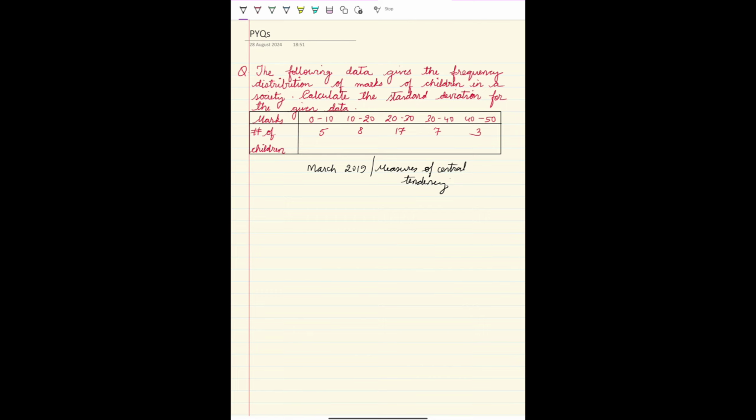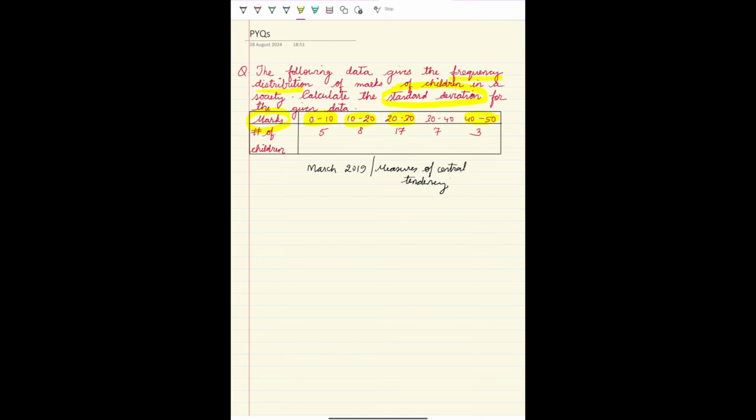So we have that the following data gives the frequency distribution of marks of children in a society. Calculate the standard deviation for the given data. So we are given a frequency distribution, which is a grouped frequency distribution. As you can see, the marks are in class intervals. So we have 0 to 10, 10 to 20, and so on up to 40 to 50. So these represent the marks which are obtained by the students.